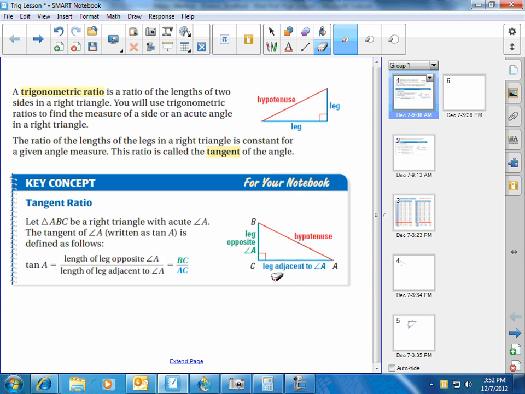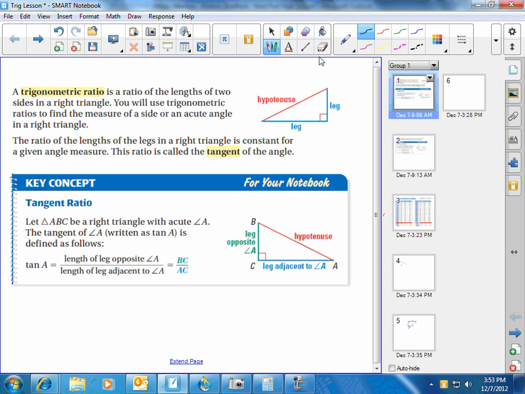Okay, so we also need to understand what adjacent is. Adjacent means next to or beside. You can identify adjacent sides by whether they share a common vertex. Like this side here is adjacent to this side because they both share point A. This side here is adjacent to this side here because they both share point B. So the tangent ratio is the length of the leg opposite the angle you're referring to over the length of the leg adjacent to the angle you're referring to.